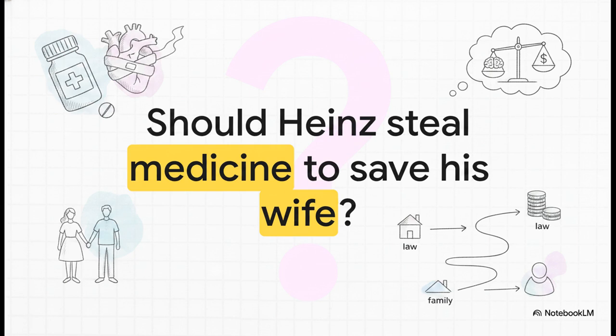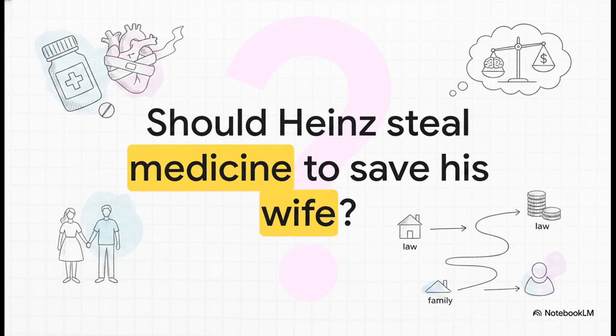I want the batch to really think about this one. A man's wife is dying, and he cannot afford the medicine that will save her. The pharmacist flat out refuses to lower the price. Should the man steal the medicine? Now, in Kohlberg's research, he actually didn't care whether the person said yes or no.